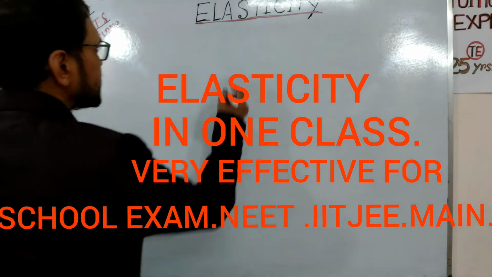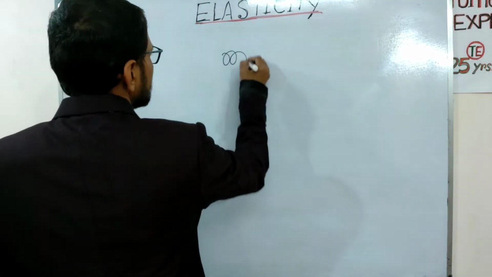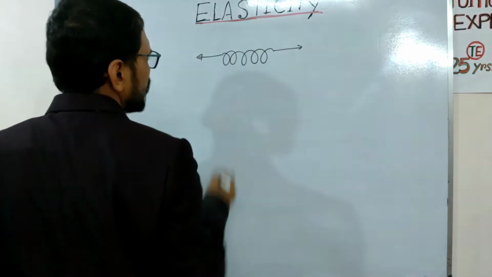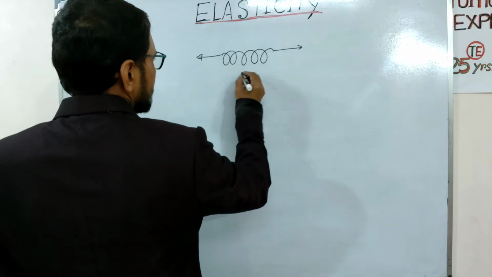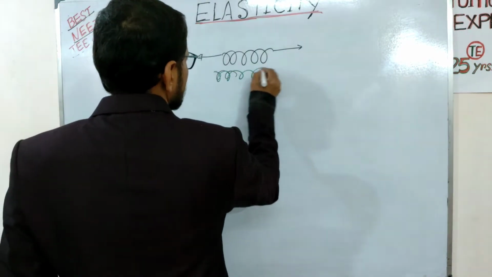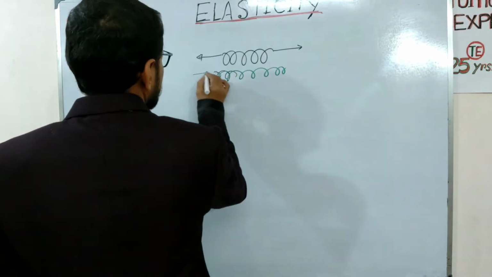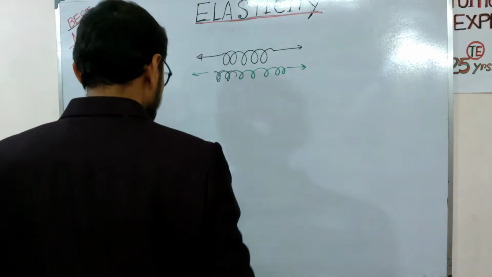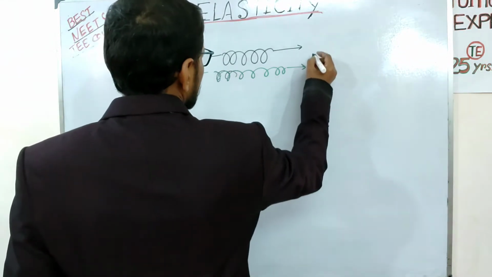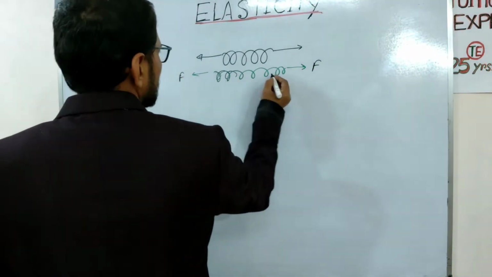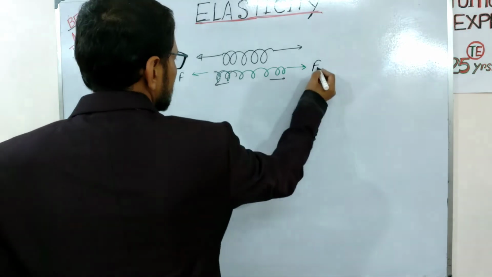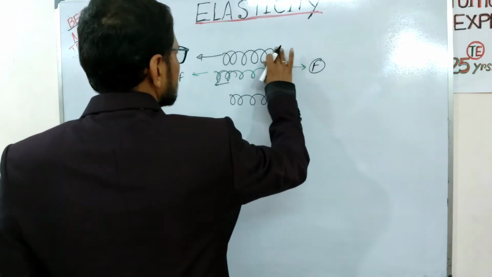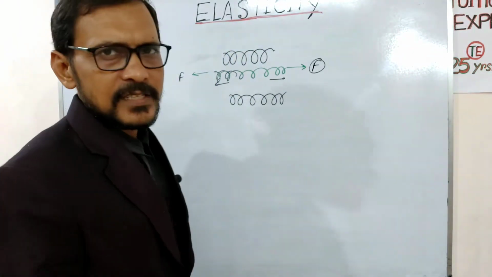So elasticity, what is elasticity? Elastic property is when an external force is applied for small deformation, then the body extends somehow. Now if the external force is withdrawn, then the body regains its original position. So if an external force is applied, the body extends somehow, and if this force is withdrawn, the body regains its original position. So what is elastic property?